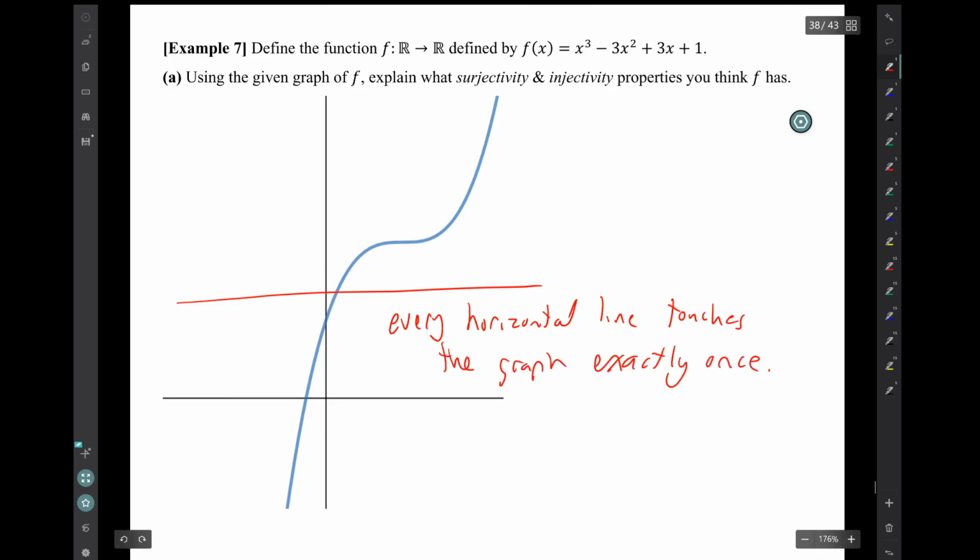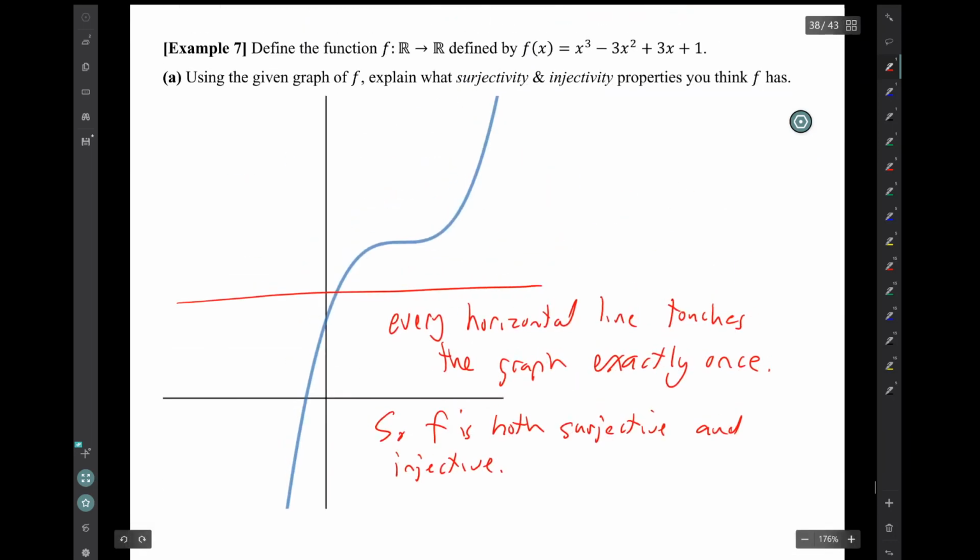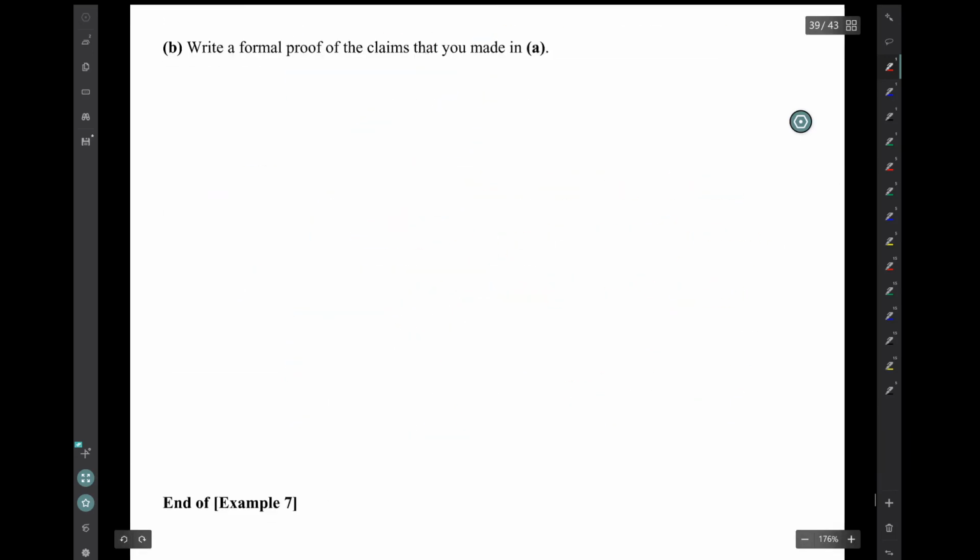So we can see that f is both surjective and injective. Now we have to write a formal proof of that. Here's the function, x cubed minus 3x squared plus 3x plus 1. So how do we prove that?